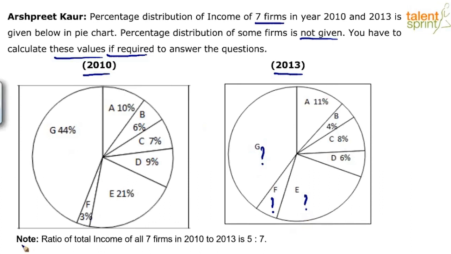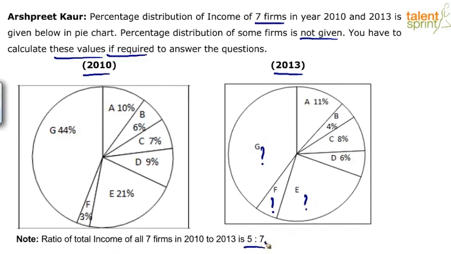Then what is the point given here? Ratio of total income of all 7 firms in 2010 to 2013 is 5:7. See, usually a pie chart comes along with a total value. But here instead of giving the total value, what he has given is the ratio of total values of the 2 pie charts. So the total income for the first year 2010 is 5 parts and total income for the second year 2013 is 7 parts.